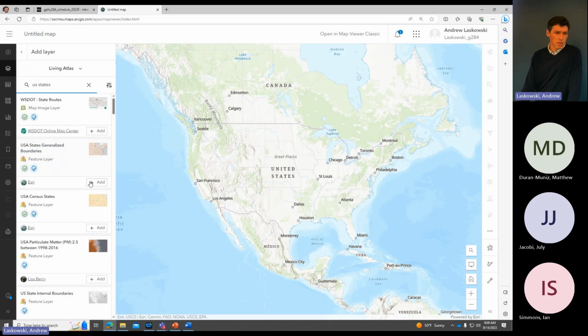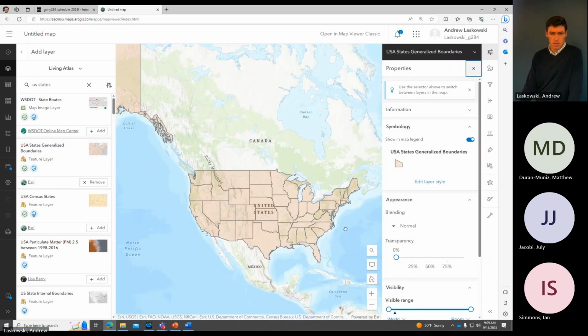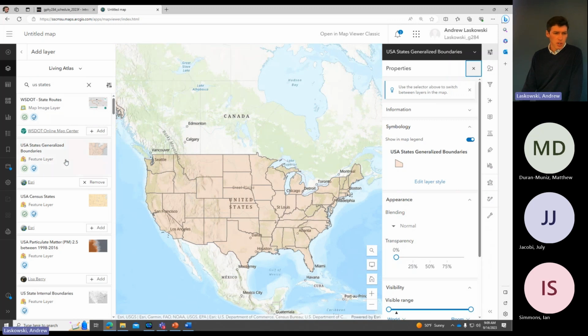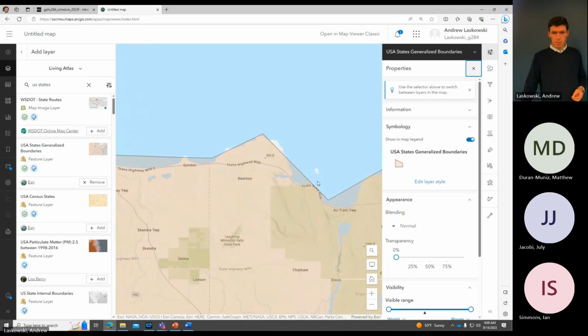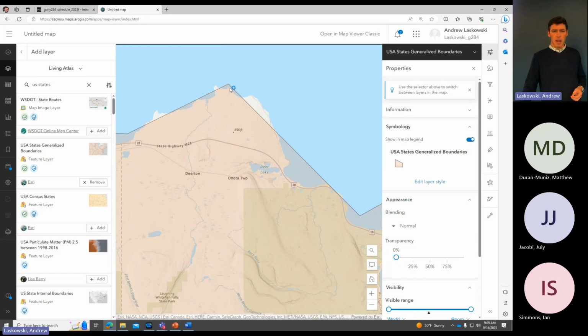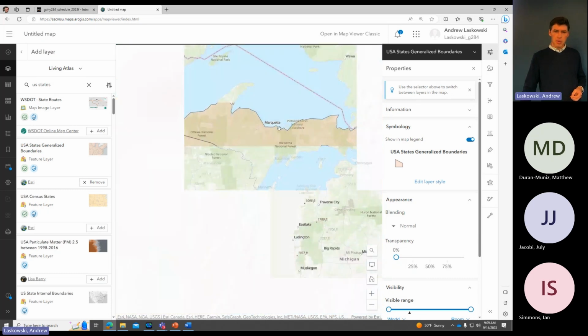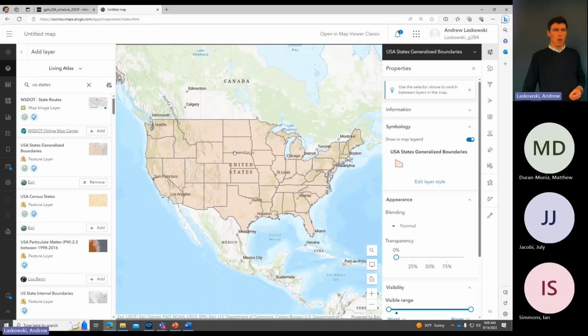US states generalized boundaries. Now you know what that term generalized means. Unfortunately, I went to the description for this layer and it doesn't actually tell us how generalized it is. It doesn't really specify the source scale, but let's zoom way in on this thing and see if we can tell. Yeah, it's pretty generalized, right? It's not a very detailed layer, so we wouldn't necessarily want to view that states layer at a larger map scale.